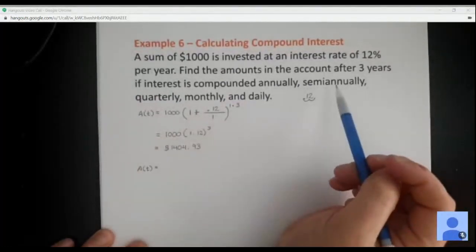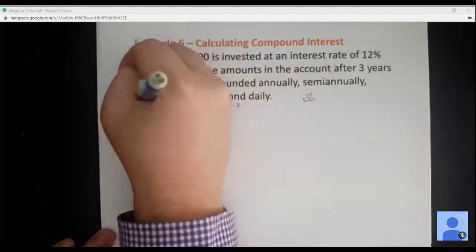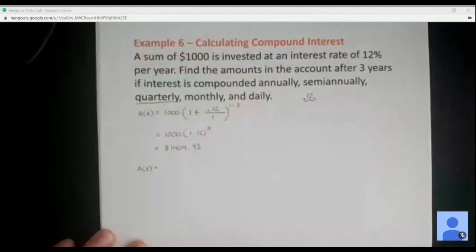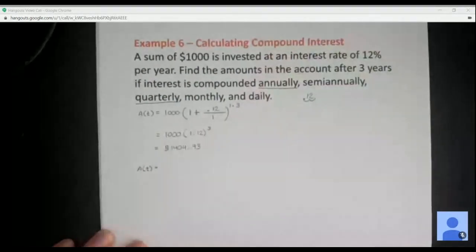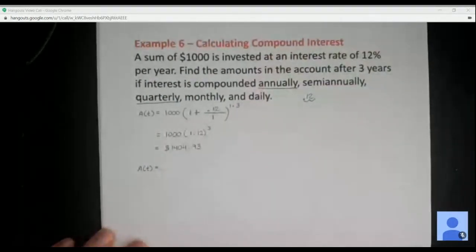So this time, I'm actually going to do quarterly next. So we did annually first. Now we're going to do quarterly. So what's going to change if we do this quarterly now? The N value, right? That's all that should change. Everything else is the same. Still have $1,000 for the principal. We still have the 0.12 rate. We're still doing it for 3 years. So N is the only thing that's going to change here. What will the new N value be if we're going to do this quarterly?